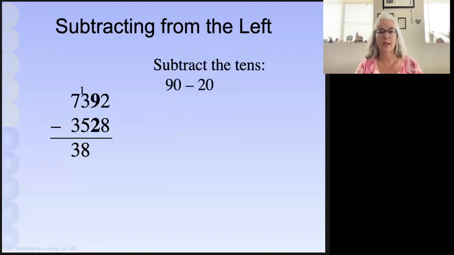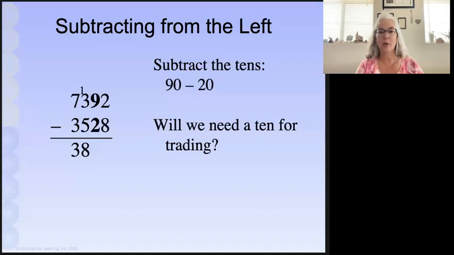Okay, let's look at our tens. I've got 90 minus 20, or 910 minus 210. So I've got 90 minus 20 is 70. But again, stop and check. Well, I need a 10 for trading. Actually, I do again. So instead of it being 70, it's going to be 60. So I marked it there.